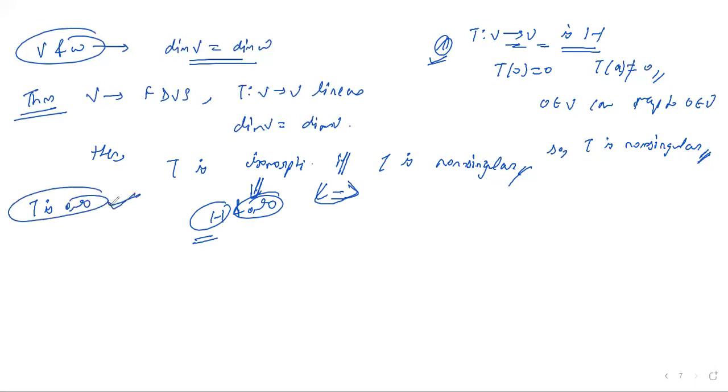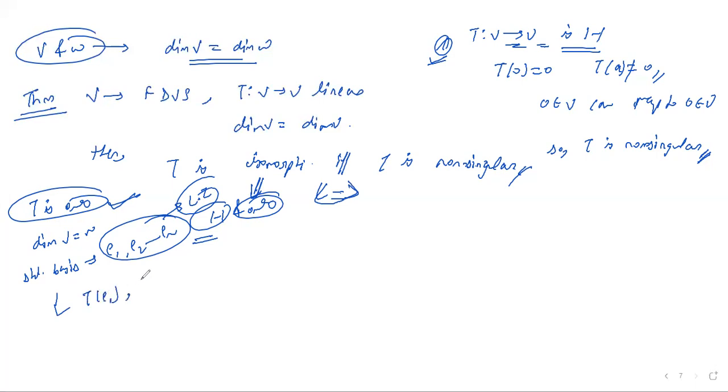Now let's consider that the dimension of V is equal to n. Then the standard basis of V will be e1, e2 to en. These are my corresponding basis vectors, and these basis vectors are linearly independent. As my mapping T is non-singular, the images of this linearly independent set would also be linearly independent. So my image vectors Te1, Te2 to Ten will also be linearly independent.